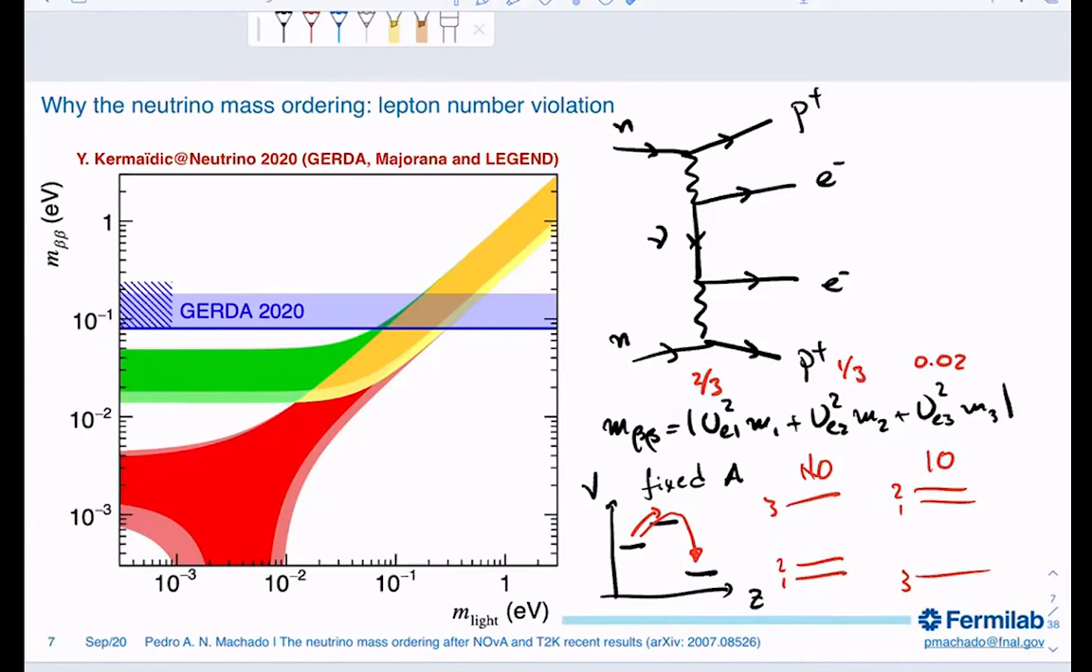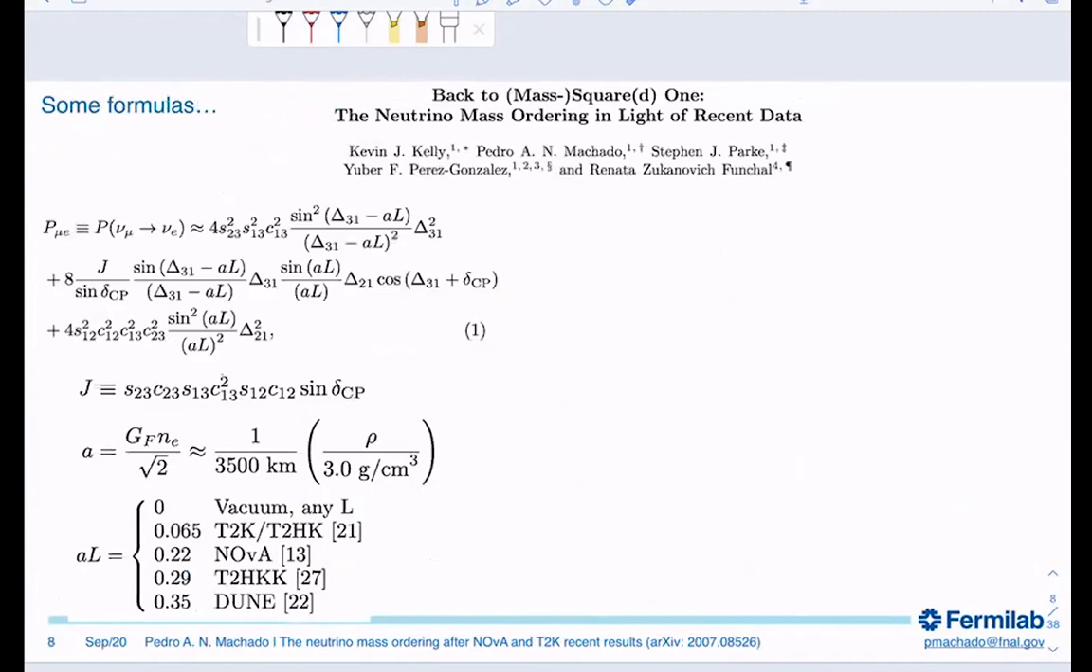Okay. Now, regarding oscillations, I apologize for the formulas, but this is probably one of the very few formulas that I'll give you here.